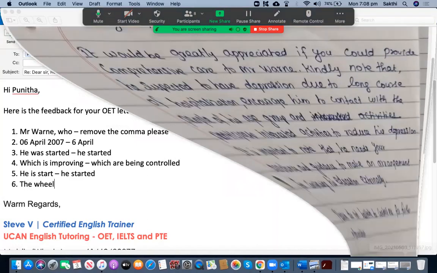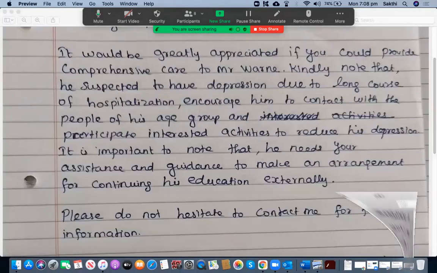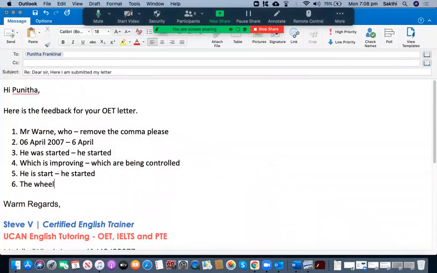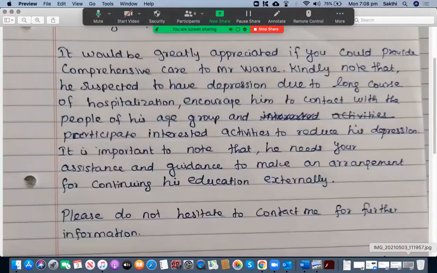Is it one word? Did you write one word only? The wheelchair. No, it's two words only. Yeah, that's good. And then there should be a hyphen in between. All right. "A wheelchair." Okay. Let's go to the next one.